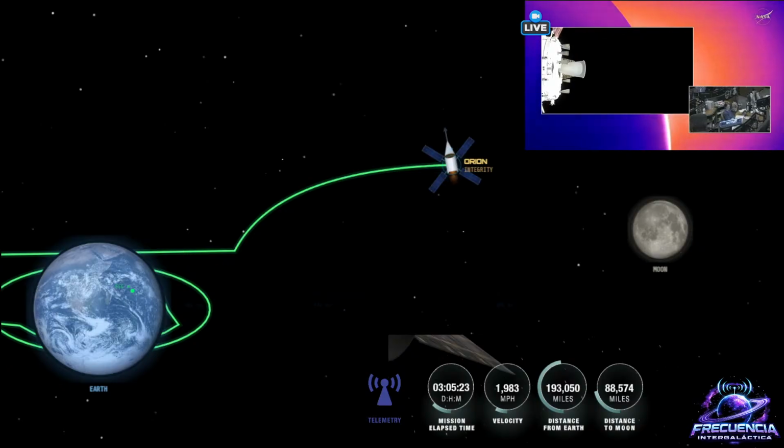Houston, Integrity, for opportunistic science. Which window am I setting up? Window 2. Copy, thanks.